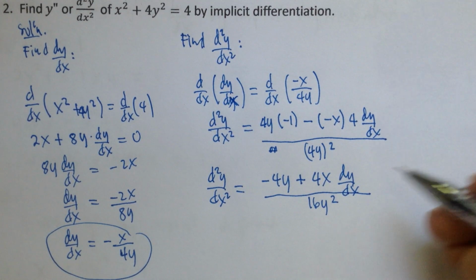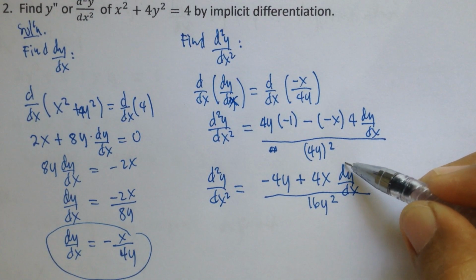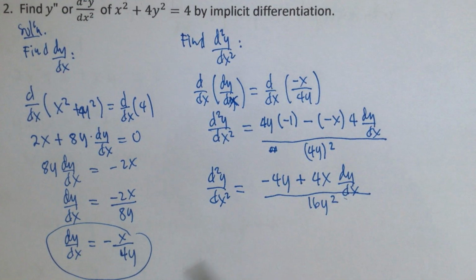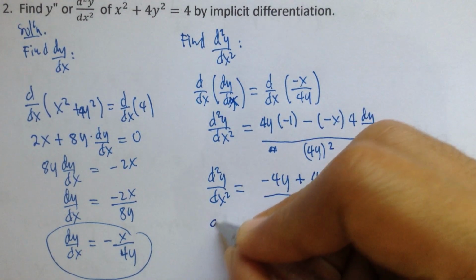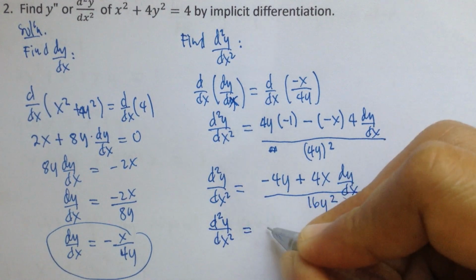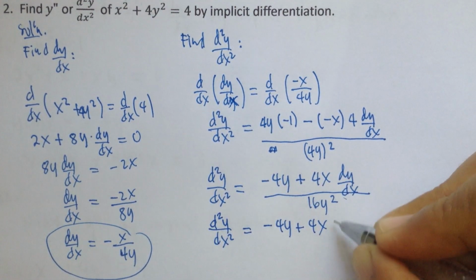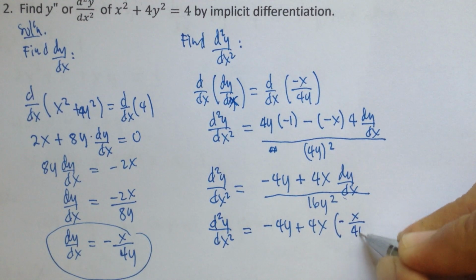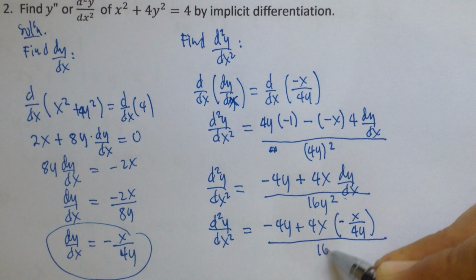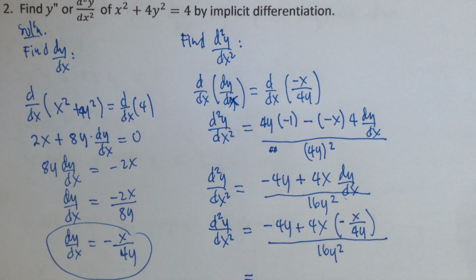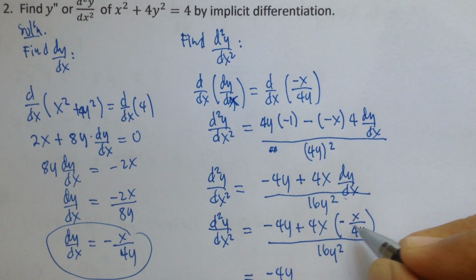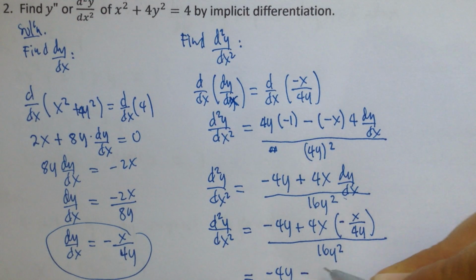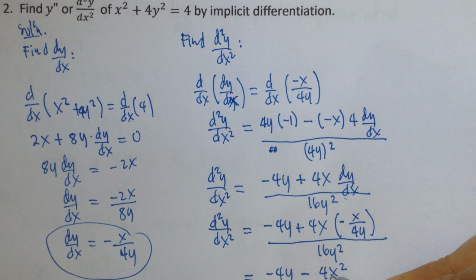Now we're going to express everything in terms of x and y, so that means that this dy dx should be replaced by this expression here. So you will have d squared y dx squared equals minus 4y plus 4x times the dy dx, which is minus x over 4y, then over 16y squared, and that's equal to minus 4y. This will become minus 4x squared over, by the way, we cancel this, right? Then over 16y squared.